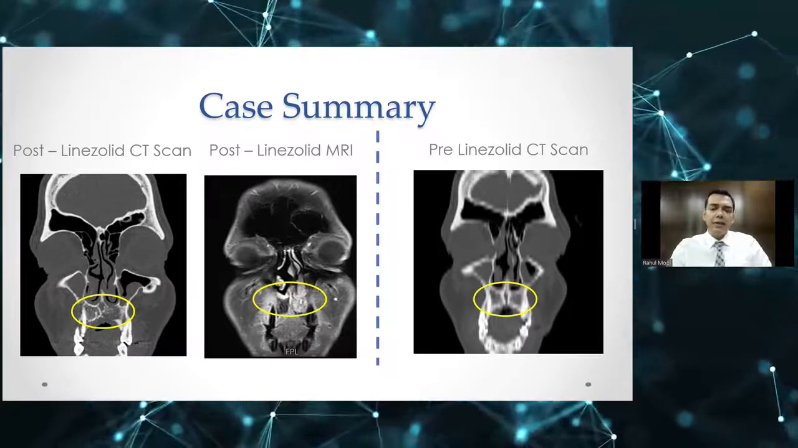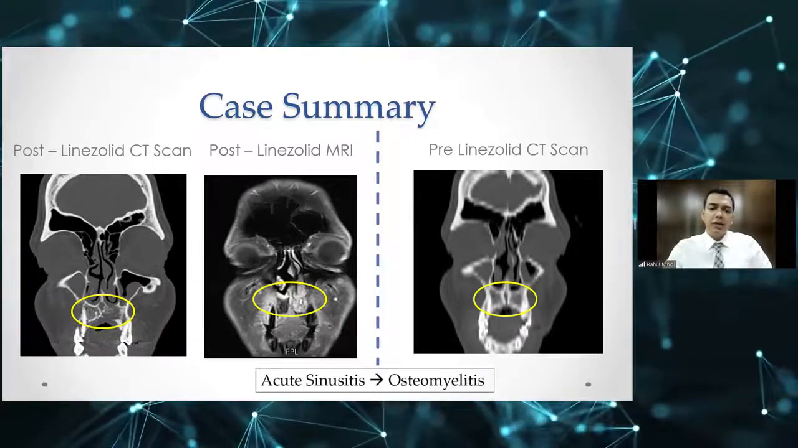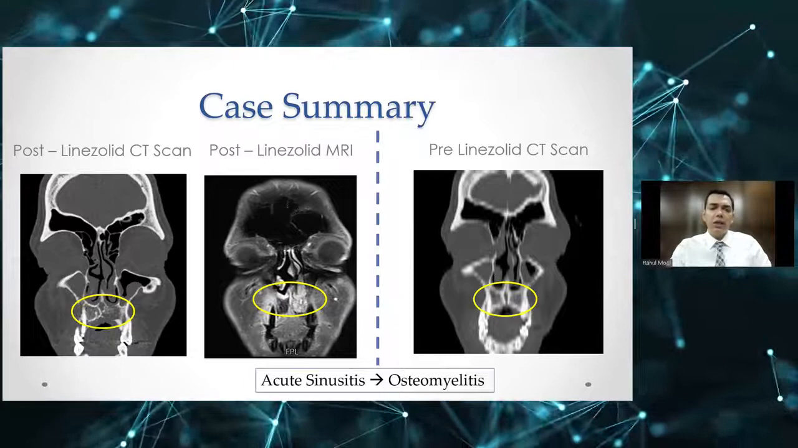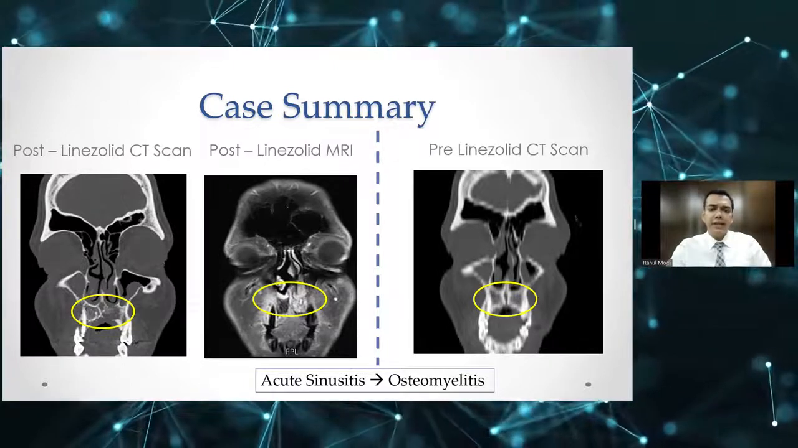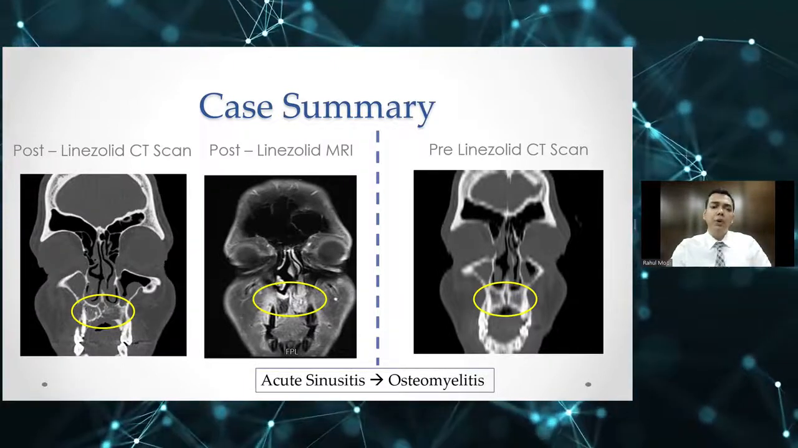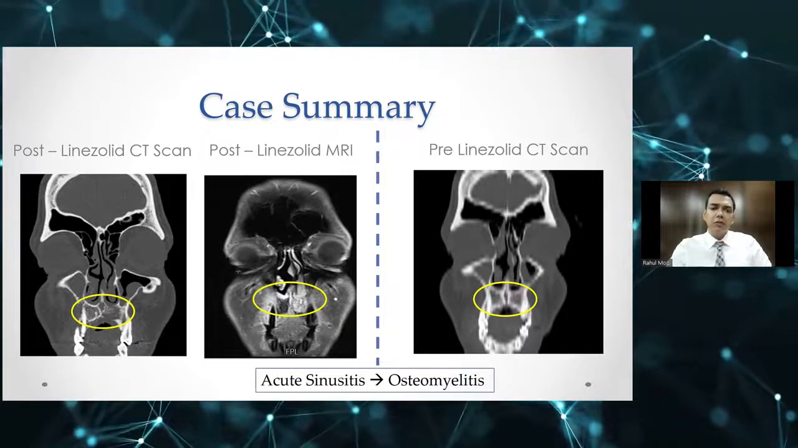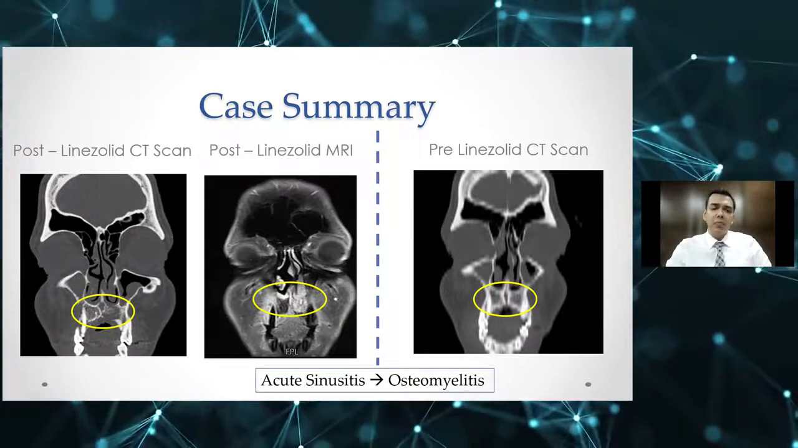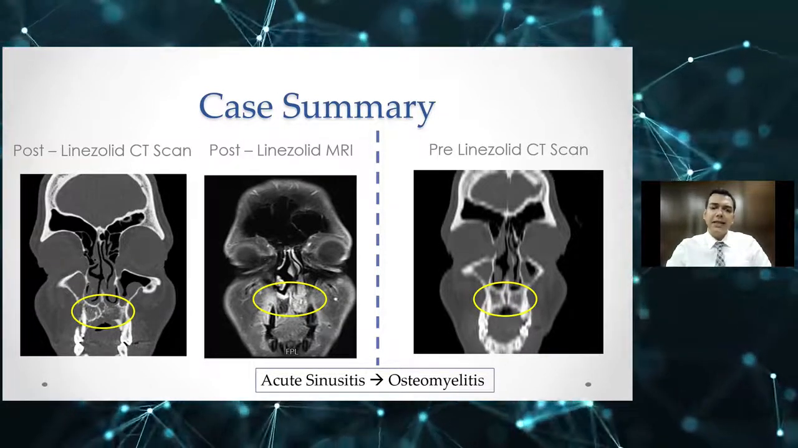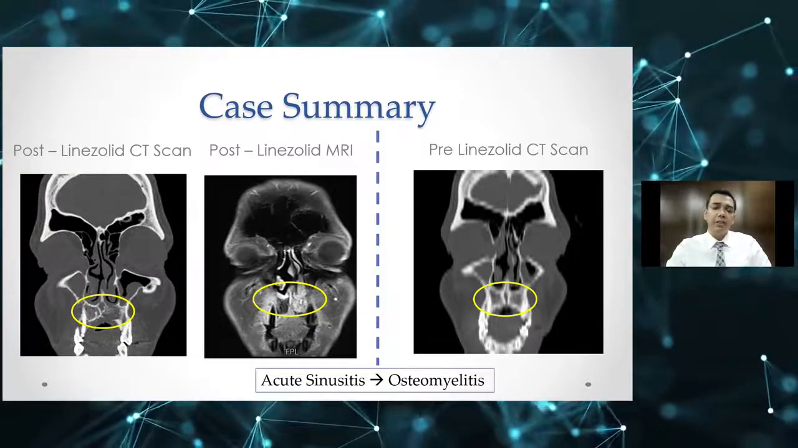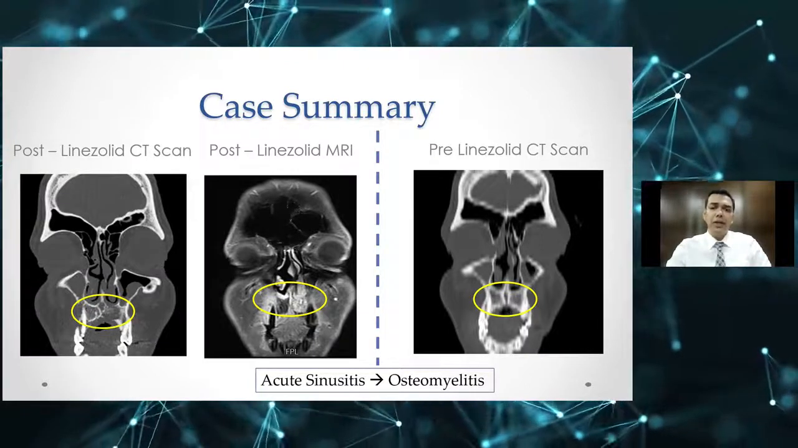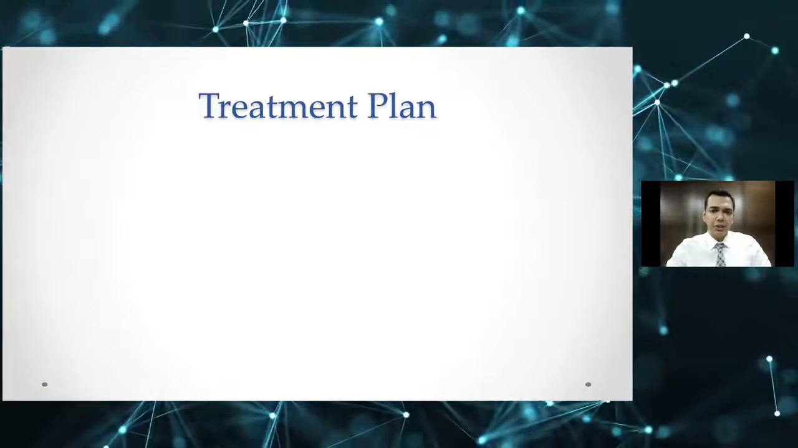The gingiva appeared edematous. So what we saw was that a regular acute sinusitis had probably converted into an osteomyelitis because of probable inadequate treatment. But overall, the sinuses, the ethmoids, had cleared up compared to the pre-linezolid initial presentation.